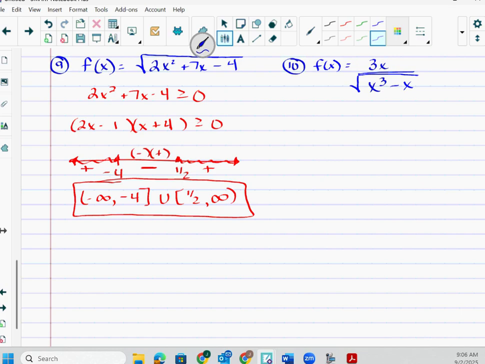Oh my gosh, I want to try one. All right. Oh, make it x squared. I changed my mind. x cubed minus x squared. Yeah, because I want to show you something on the number line.